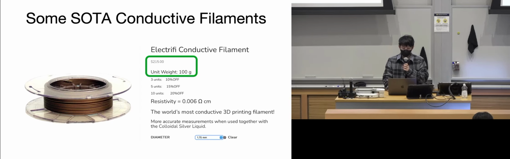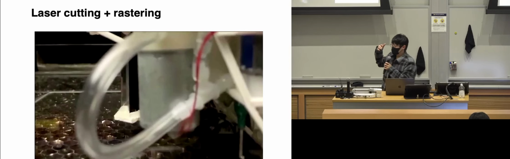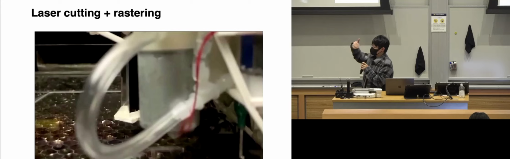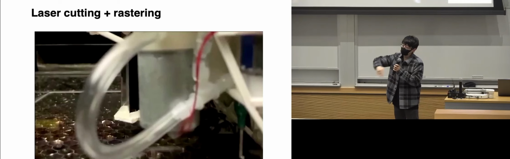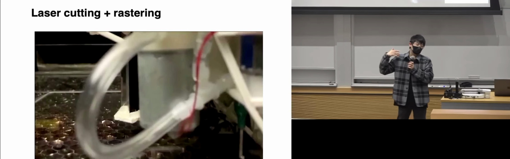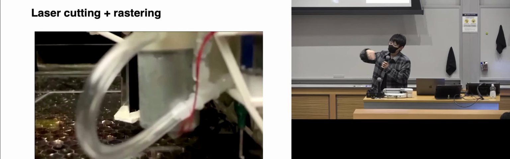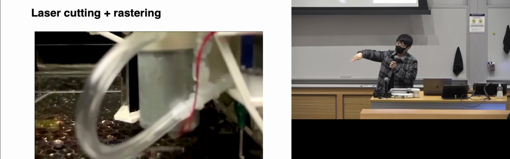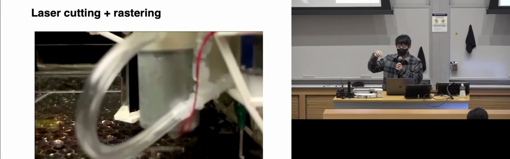Some other methods, we can also use laser cutting plus rastering. Rastering basically meaning, with laser cutting, usually you have the cutting through mode, where you cut through the entire material. The rastering is essentially sweeping, doing a lot of paths going back and forth around that area. So we can use that plus some pick and place for silver inks.